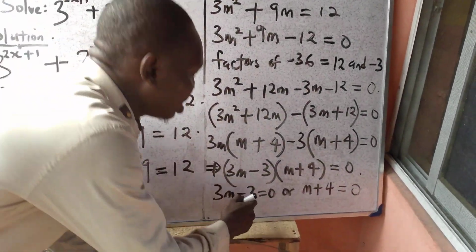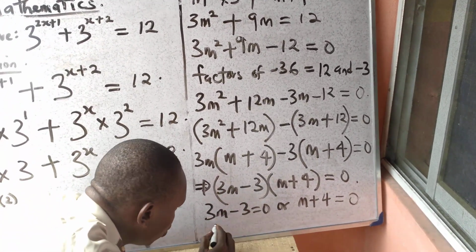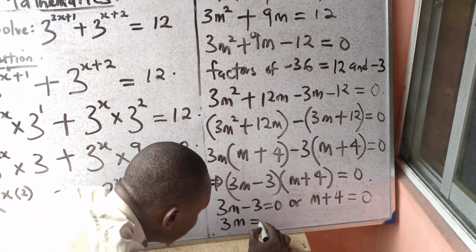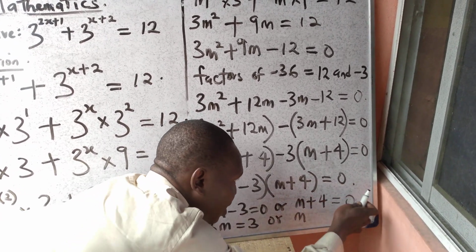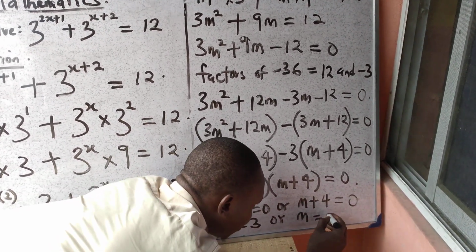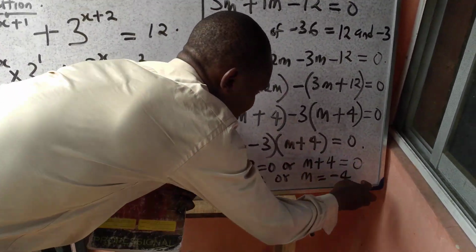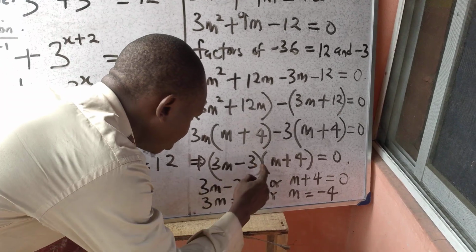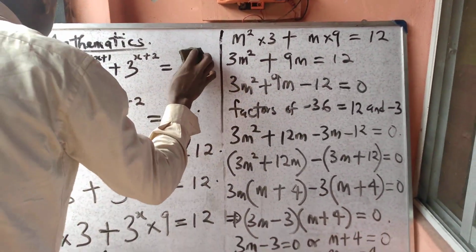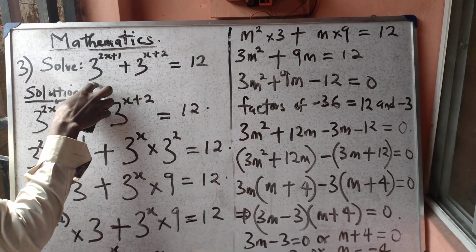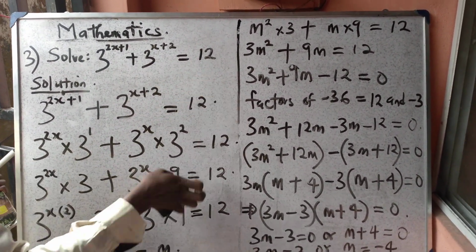Okay, so take this minus 3 over to this place. This will be 3m equals to 3, or m, take 4 over to the other side of the equality sign, m will be equals to minus 4. When plus 4 crosses the equality sign it becomes minus 4, and minus 3 crossing the equality sign becomes 3. So now, mind you, we are still solving 3 raised to power 2x plus 1 plus 3 raised to power x plus 2 equals to 12.